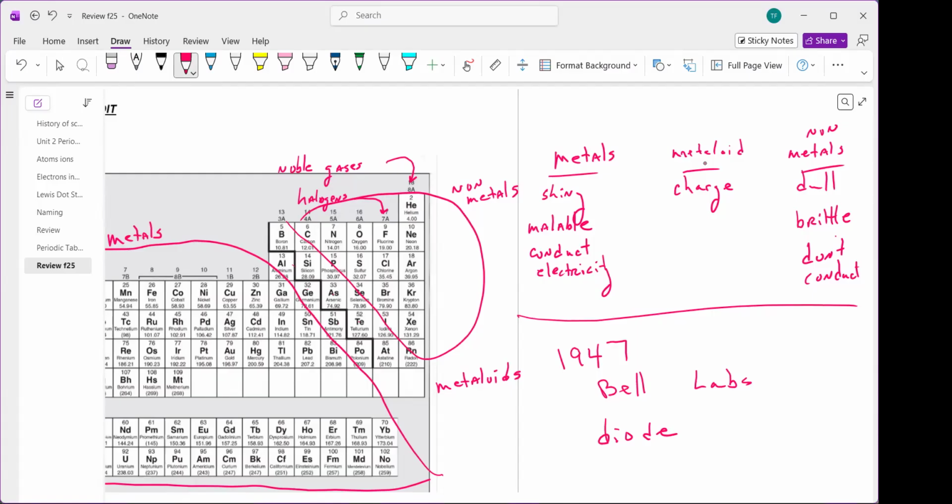But okay, so the diode, they use these a lot today. And then from there, they went ahead and developed something called a transistor, which is more complicated than a diode. And then they started shrinking them. So now we have literally millions of transistors on a little chip. So everything now, I doubt there's anything that's not electronic related.